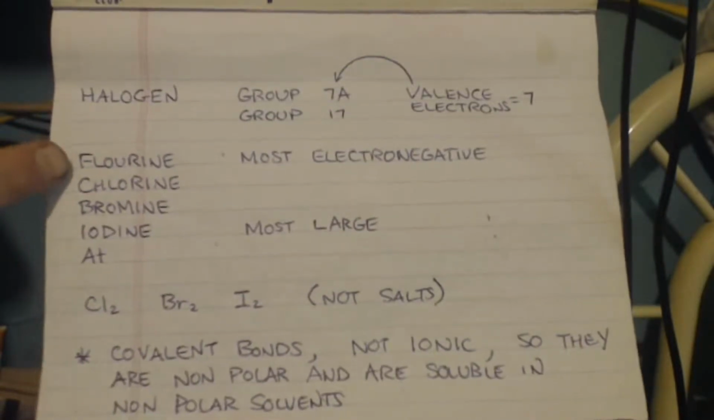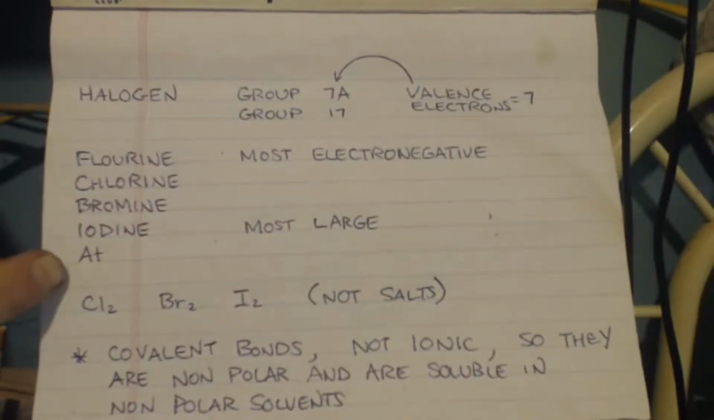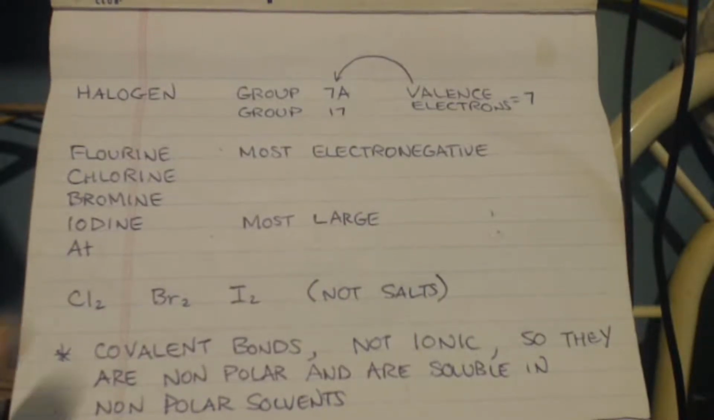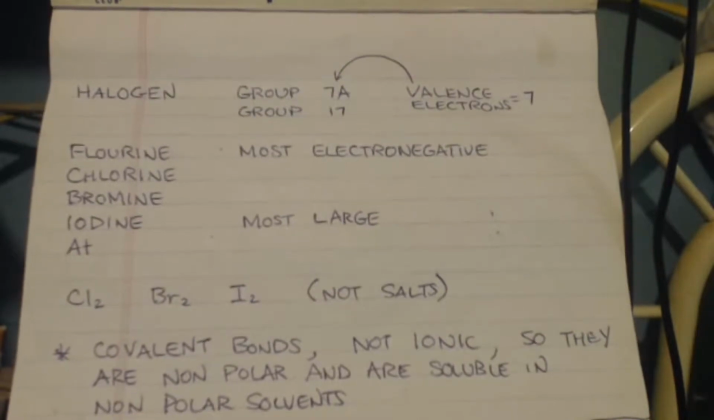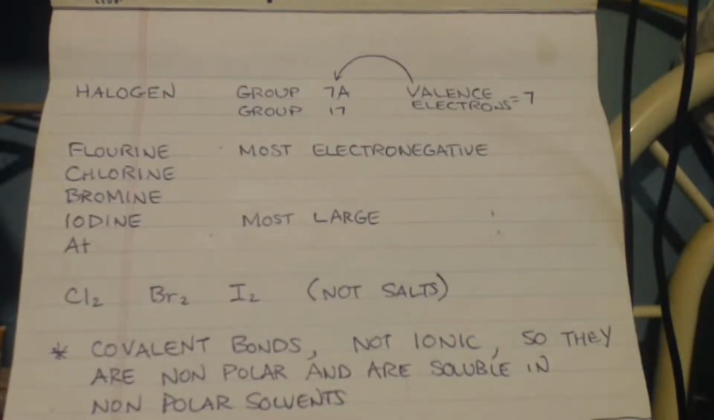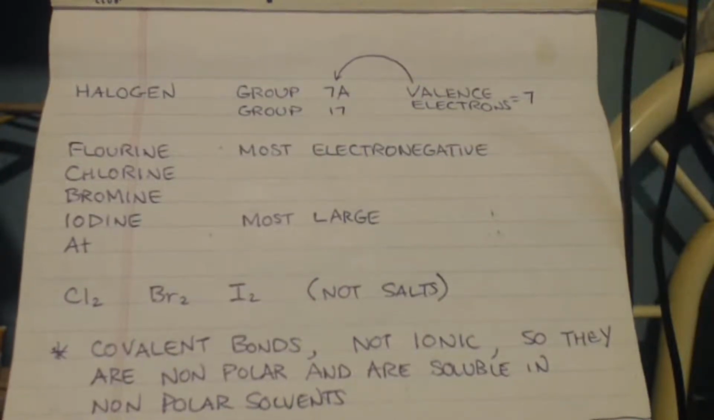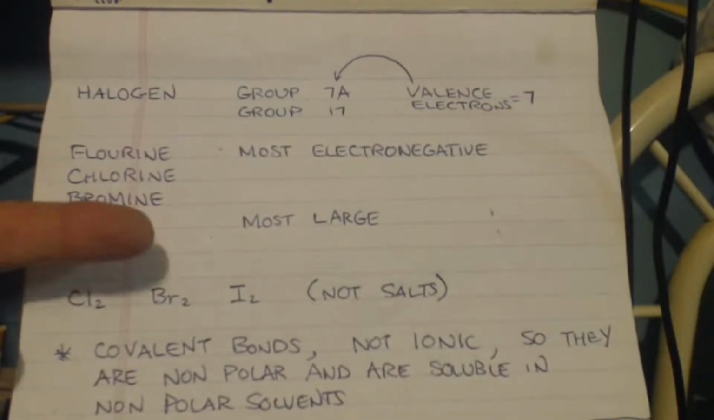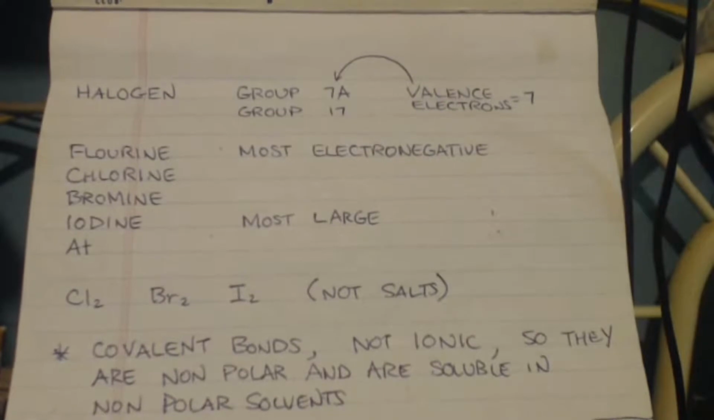It starts out with fluorine, chlorine, bromine, iodine, and astatine, which is probably radioactive. Fluorine and astatine, in chemistry, you really don't deal with that much. It's mainly chlorine, bromine, and iodine. At the top of the list, it's more electronegative. At the bottom of the list, they're bigger, they're larger. Fluorine is smaller than chlorine, chlorine is smaller than bromine, and so on.